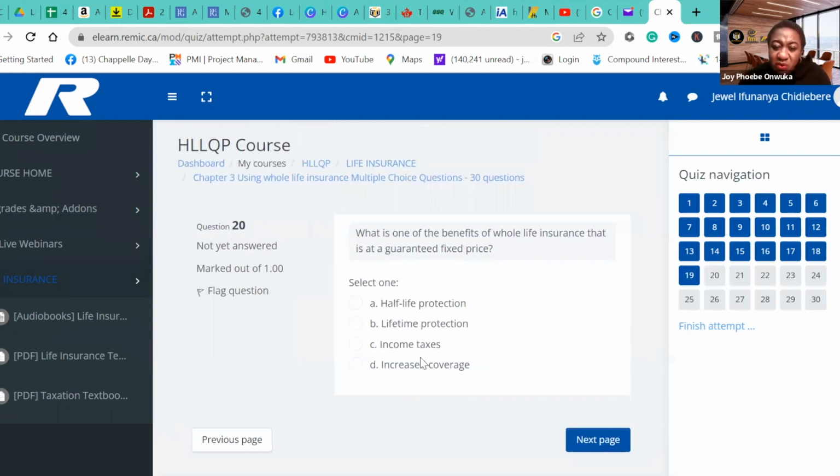Awesome. Question 20. What is one of the benefits of whole life insurance that is at guaranteed fixed price? Half-life protection, lifetime protection, income taxes, increased coverage. I think it's lifetime protection that is at guaranteed fixed price. Income taxes, increased coverage, no. I'll say lifetime protection, but we'll see.